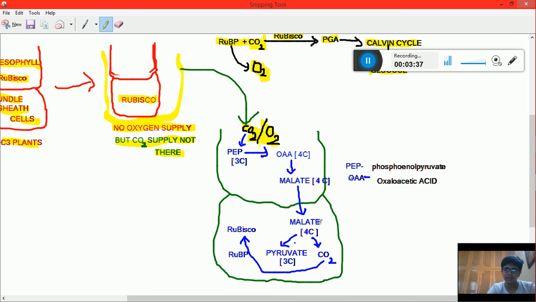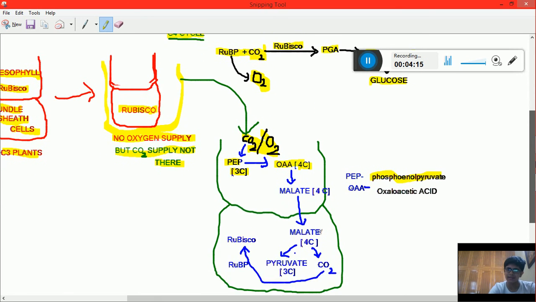There is a substance known as PEP, which is a 3 carbon molecule. The full form is phosphoenol pyruvate. I'm not sure about the spelling, you can Google it and check once. So phosphoenol pyruvate, PEP, and then carbon dioxide reacts with PEP. Oxygen can't react with PEP like with RuBP. So carbon dioxide reacts with PEP to form OAA, or oxaloacetic acid. This acid is a 4 carbon molecule, and that's why we say the C4 cycle.